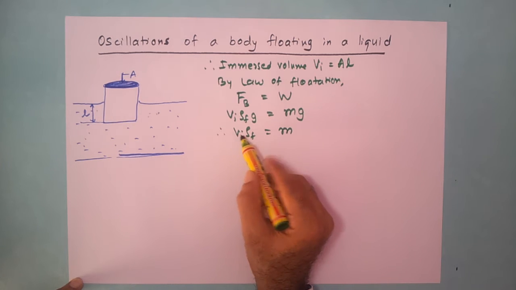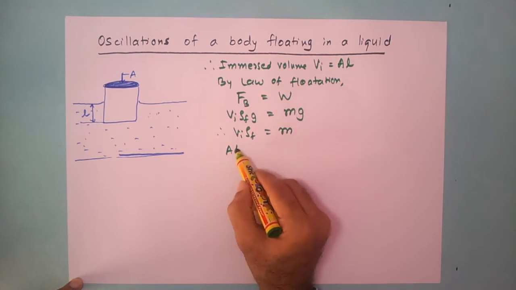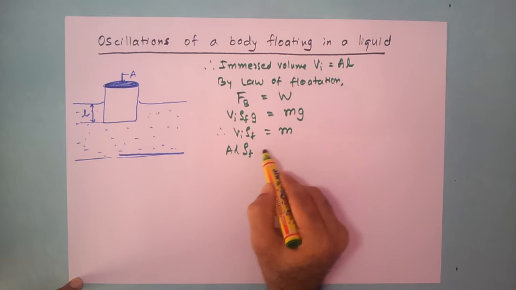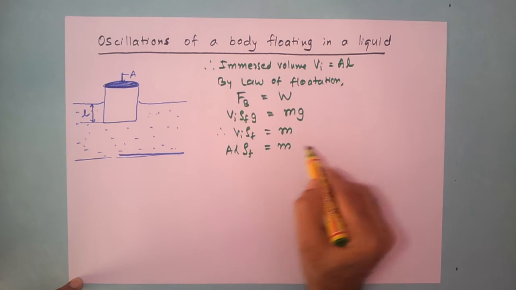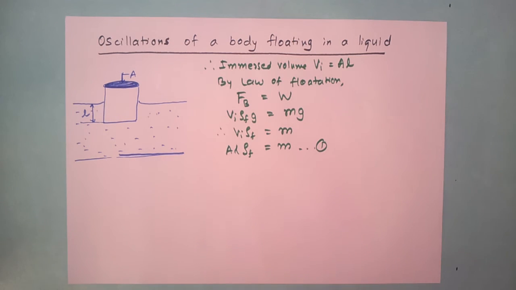Now, Vi, the immersed volume, is AL, as we have found out over here. Immersed volume is AL into rho F, the density of the fluid, is equal to m. So let us call this equation 1. So I know the mass of the object in terms of the density of the fluid. Now let us discuss the oscillations.